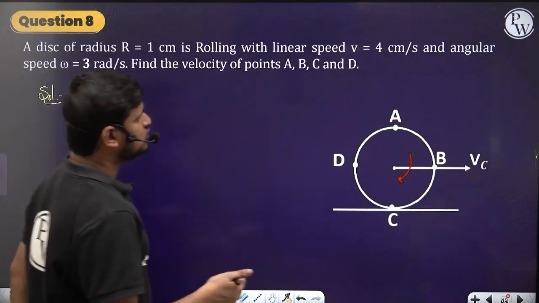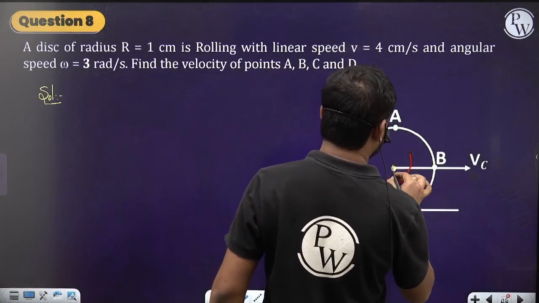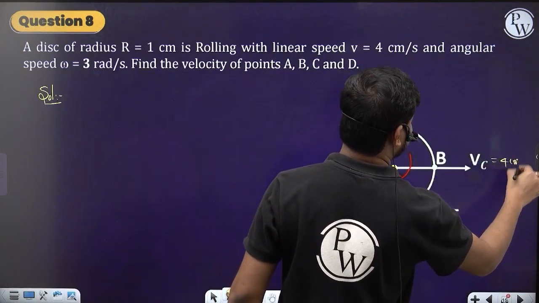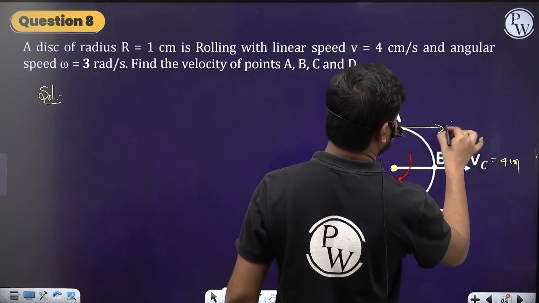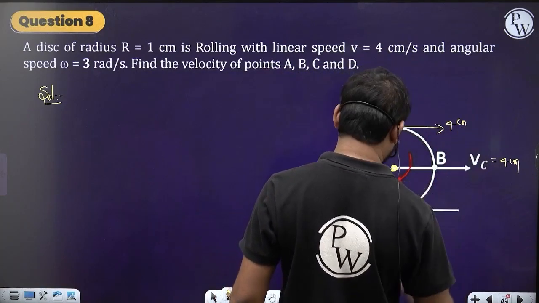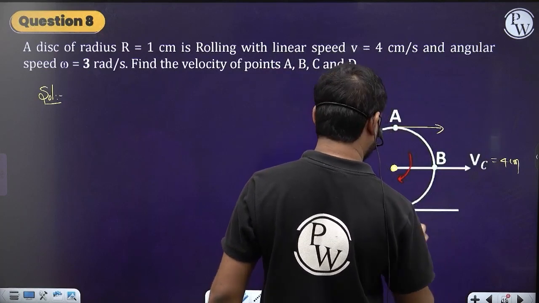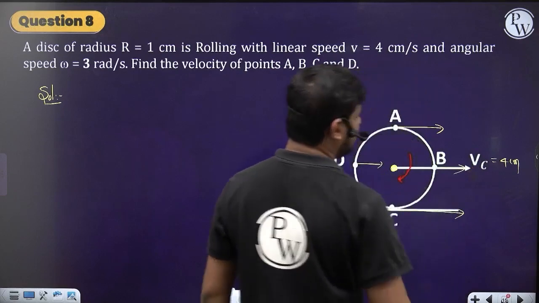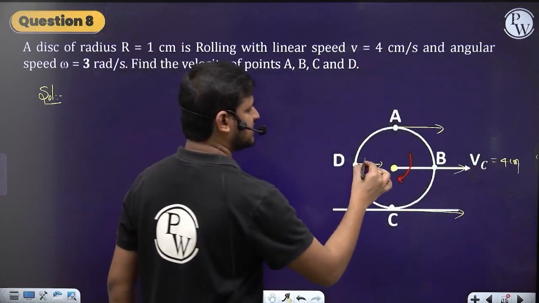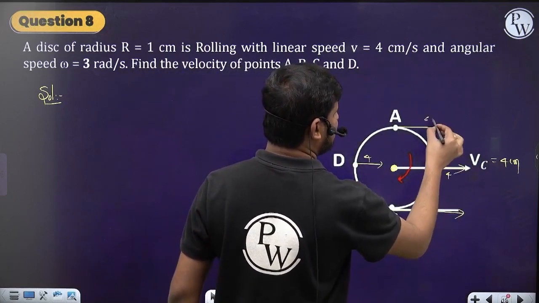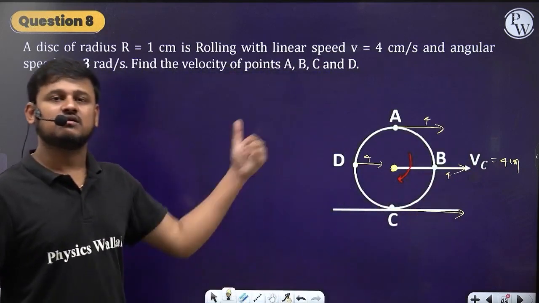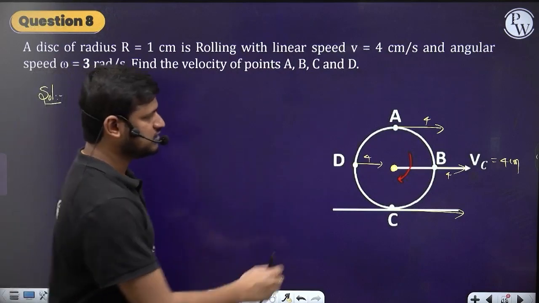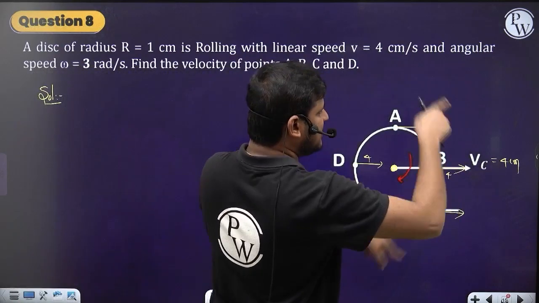See here. If the center of mass is moving with a speed of 4 centimeter per second, then every other particle also will move with 4 centimeter per second. This point also moves with 4 centimeter per second, and this B point also will move with 4 centimeter per second. That's fine. But along with 4, is there any other velocity that is adding up? Because the body is rotating also, right? Its center of mass is moving and the wheel is rotating also.